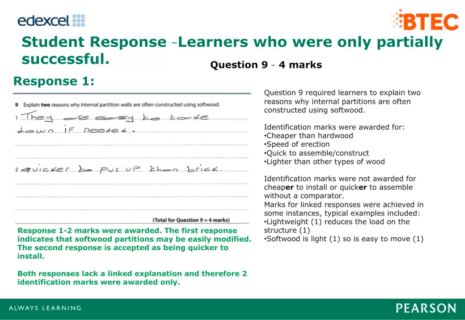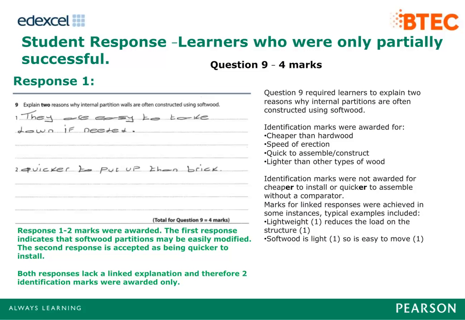Identification marks were awarded for cheaper than hardwood, speed of erection, quick to assemble and construct, lighter than other types of wood. Identification marks were not awarded for cheaper to install or quicker to assemble, without a comparator.